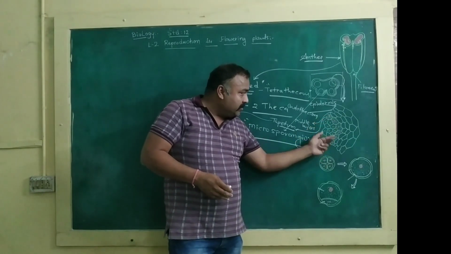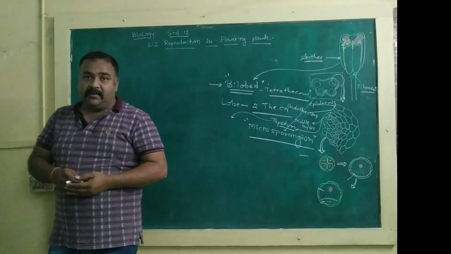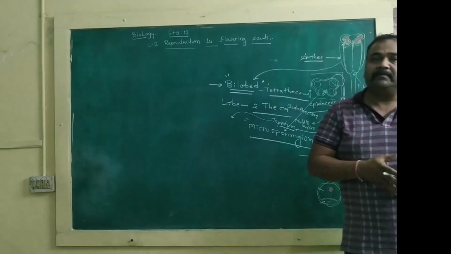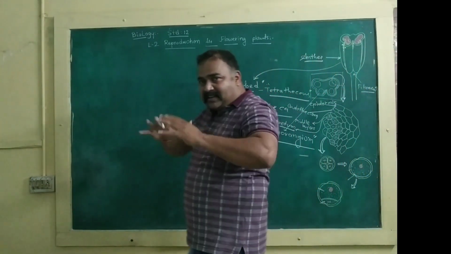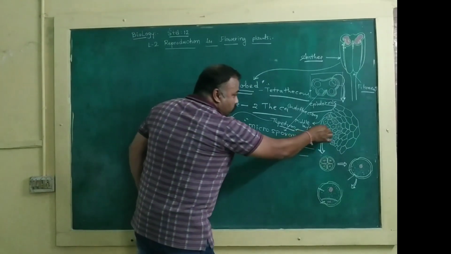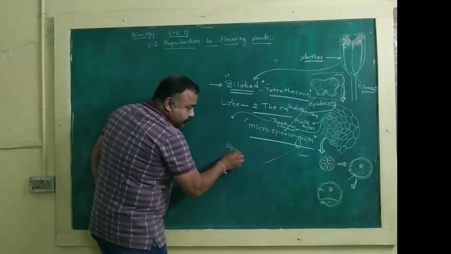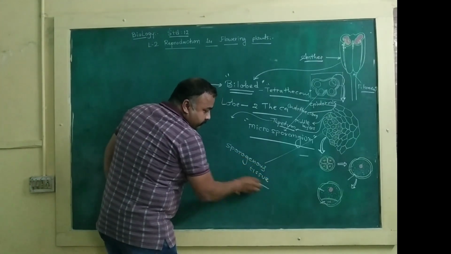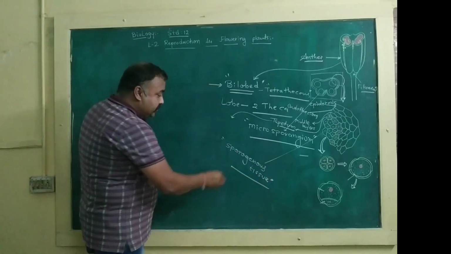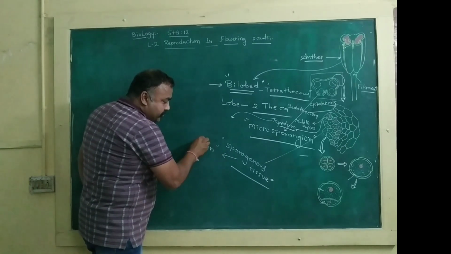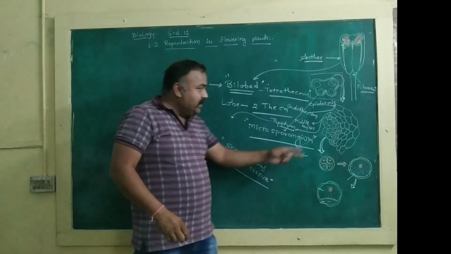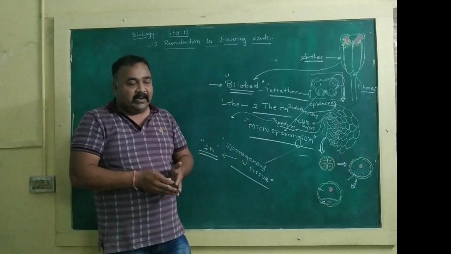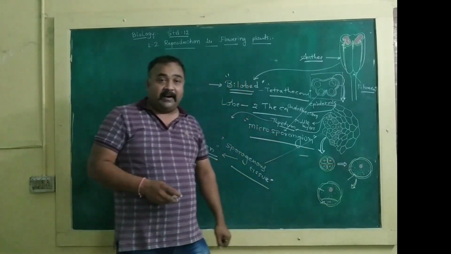Now, on the inner side of the tapetum, sometimes a very compactly arranged mass of similar cells is present, and those cells constitute a tissue that is known as sporogenous tissue. The cells of sporogenous tissue are diploid in nature, and this sporogenous tissue divides mitotically and then meiotically to form pollen grains or pollen tetrads.